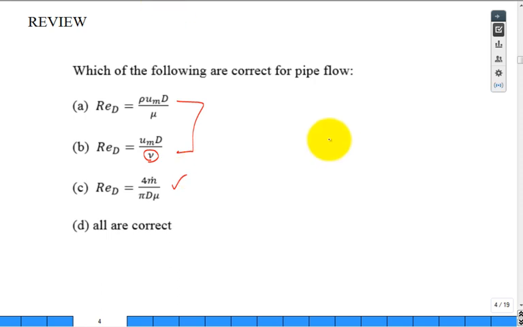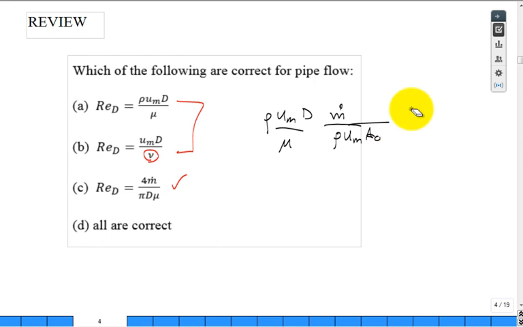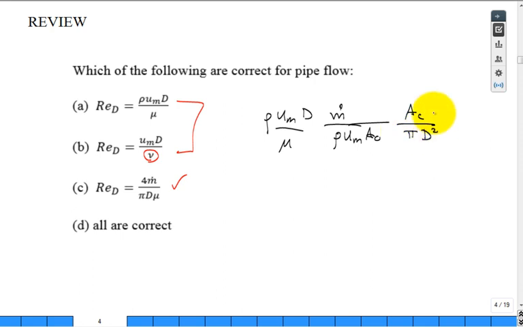Okay, well, let's try this. Let's try rho u mean d divided by mu. If I multiply by m dot, I can divide by m dot. That won't change my answer. But m dot is rho u mean cross-sectional area of the pipe, is it not? All right. I multiply by cross-sectional area. I divide by cross-sectional area. That's pi d squared over 4. Did I do that right?